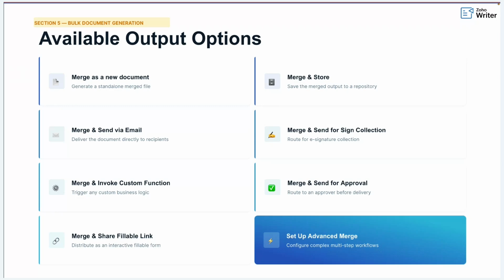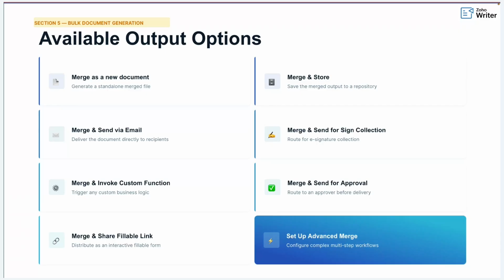Writer can pull data directly from Zoho CRM, Zoho Books, Zoho Forms, Zoho Sheet, and several other Zoho applications and third-party applications as well. So your documents are always working off live, accurate data and not just a file someone exported last Tuesday.